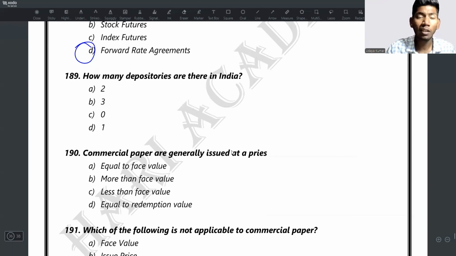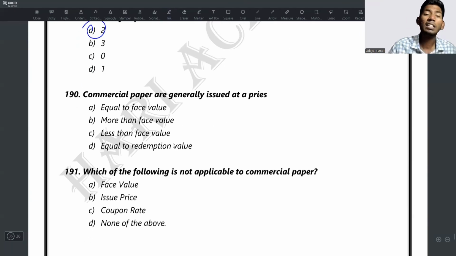So moving to question 189. How many depositories are there in India? 2. NSDL and one more, CDSL. NSDL is nothing but National Securities Depository Limited. CDSL is nothing but Central Depository Services Limited. Okay. Question number 190. Commercial paper is generally issued at a price of less than the face value.